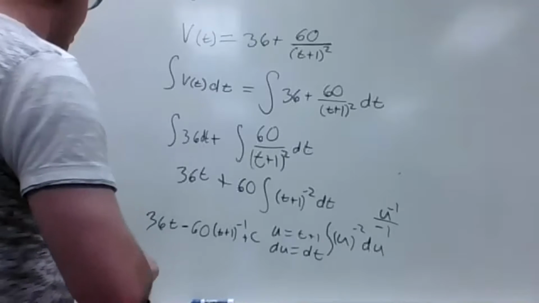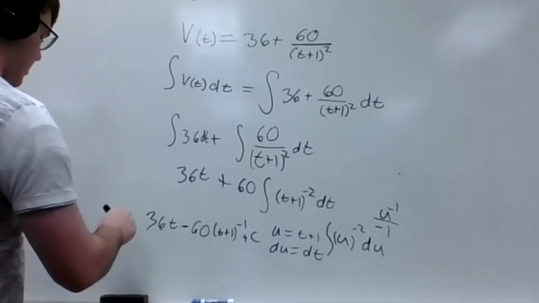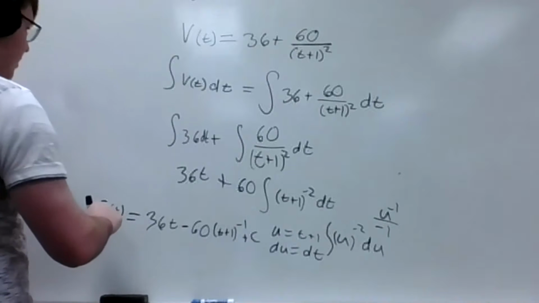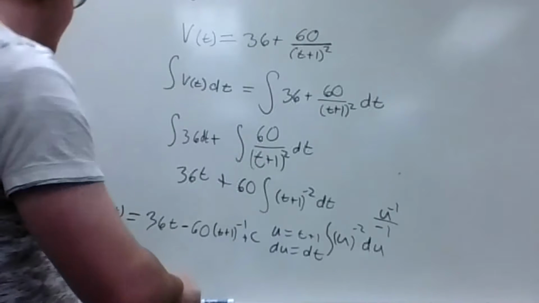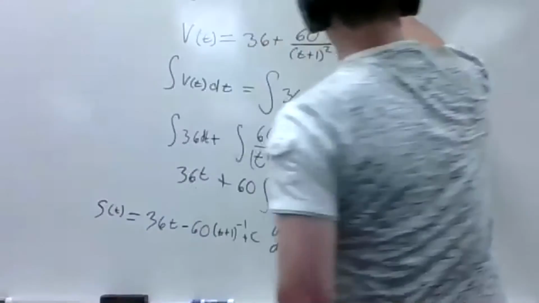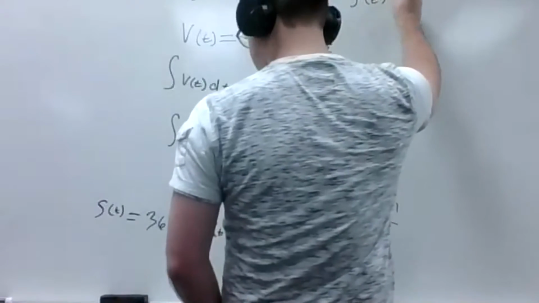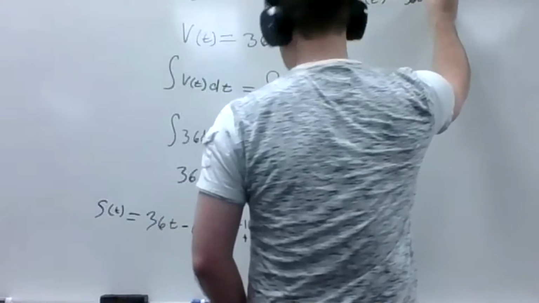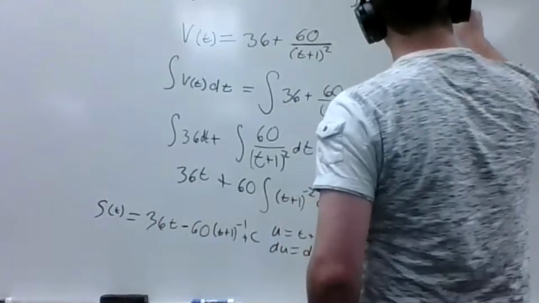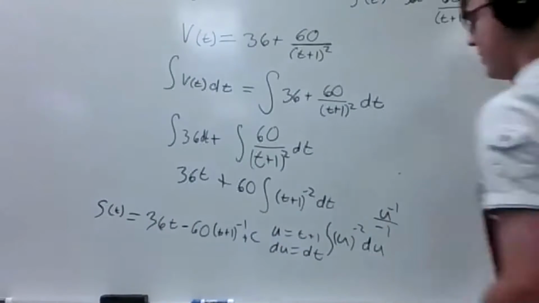All right. So now we know that this is equal to our s of t function, but we have this plus c over here. So here, let's move this over here. So we have s of t is equal to 36t minus 60 over t plus 1. All right, you guys can see that?